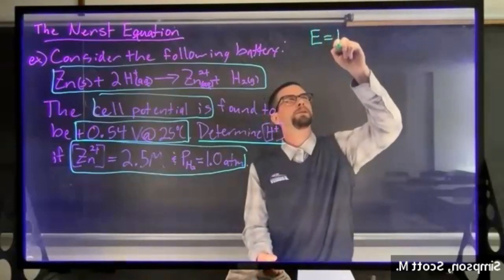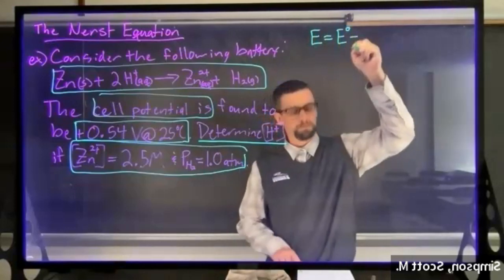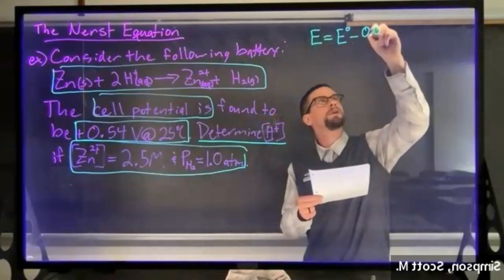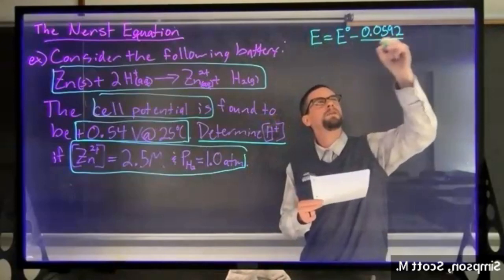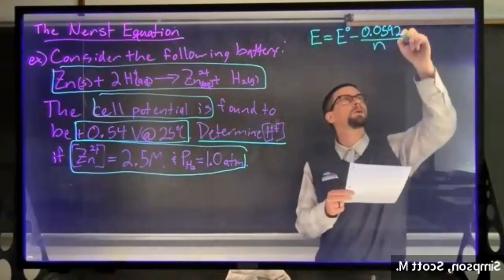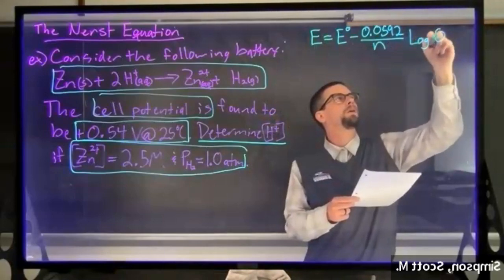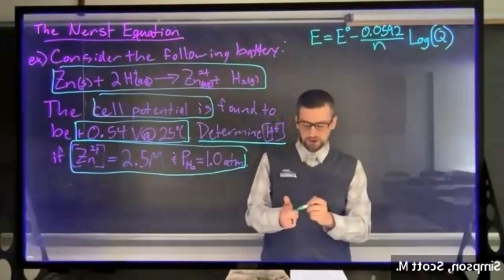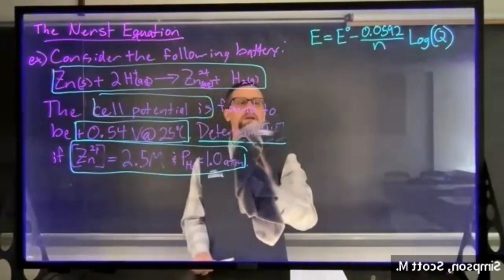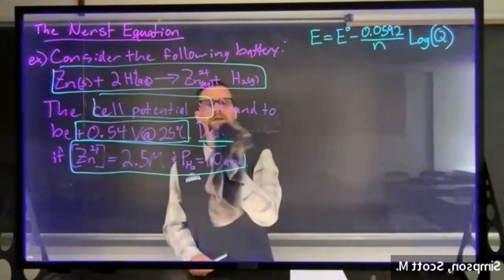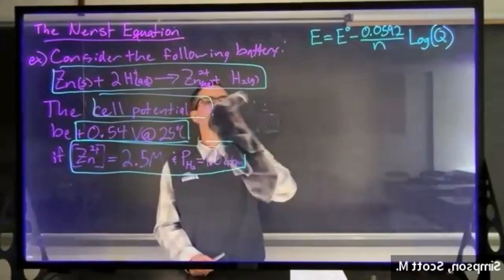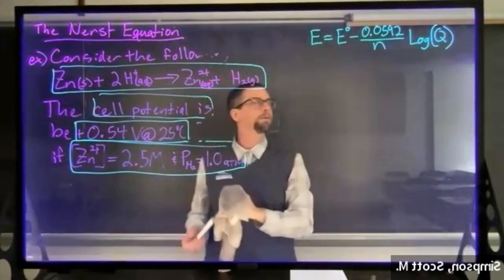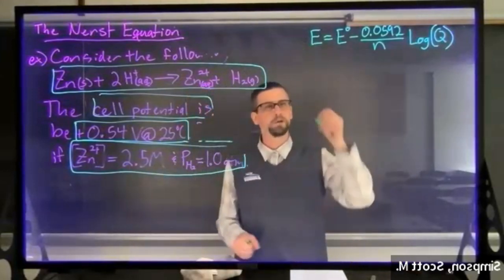We have E is equal to E naught minus, since we're at 25 degrees C, 0.0592 divided by the number of moles of electrons transferred times log of our reaction quotient. Remember, our reaction quotient is just our equilibrium constant expression with initial conditions. So what we need to do is come up with an equilibrium expression.